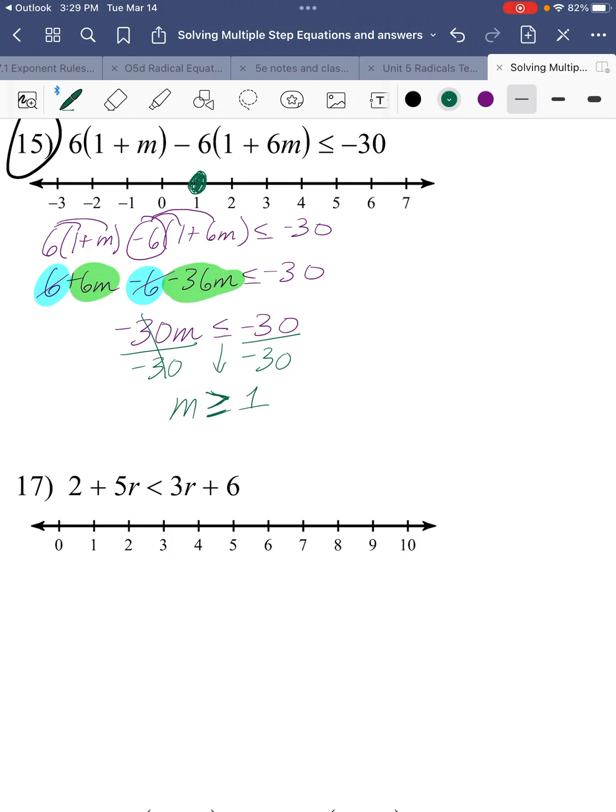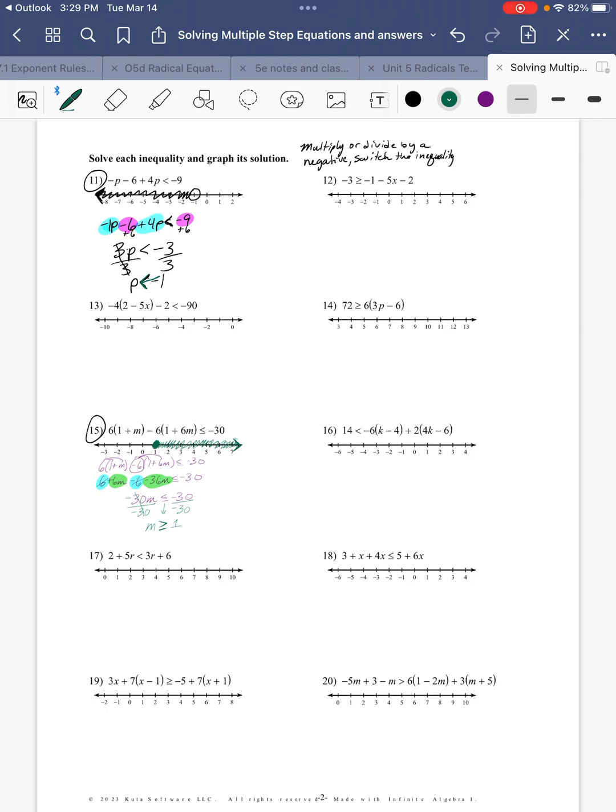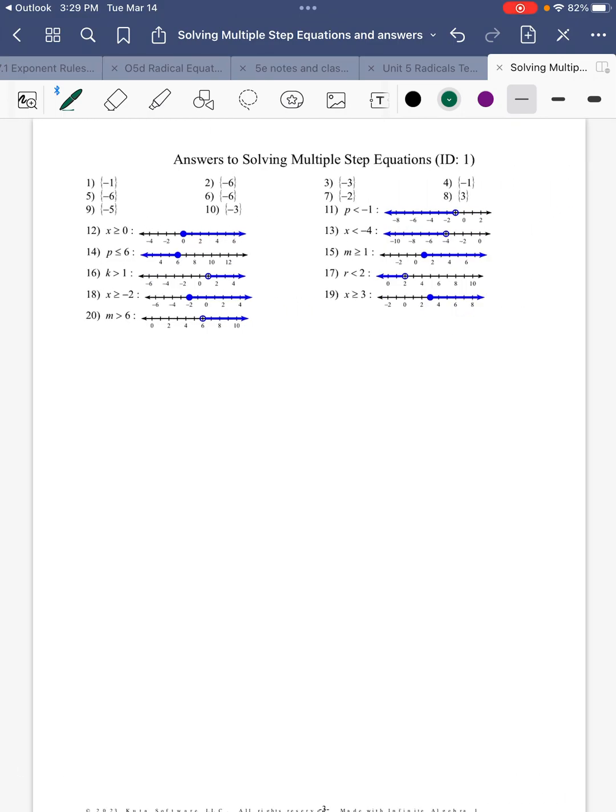So at 1, we're going to put a circle, and it's equal to, so we're going to fill it in because that's part of the answers. And then greater than, numbers that are greater than 1 is to the right. So any number in the shaded area or at 1 is a solution to the original inequality.